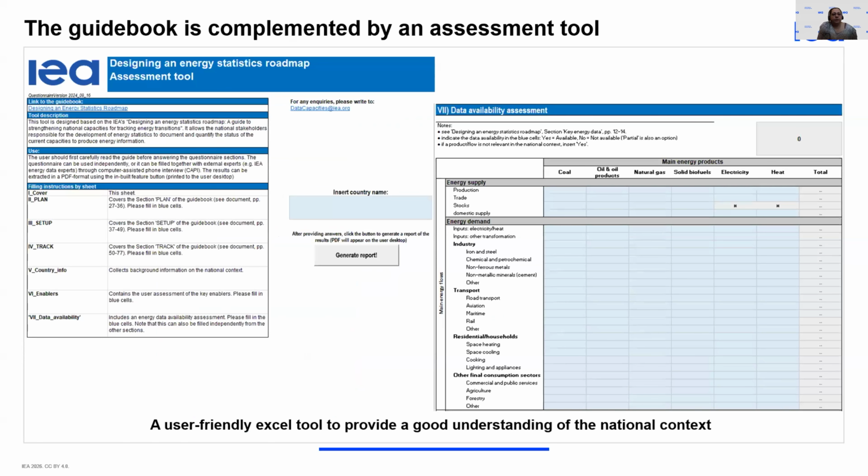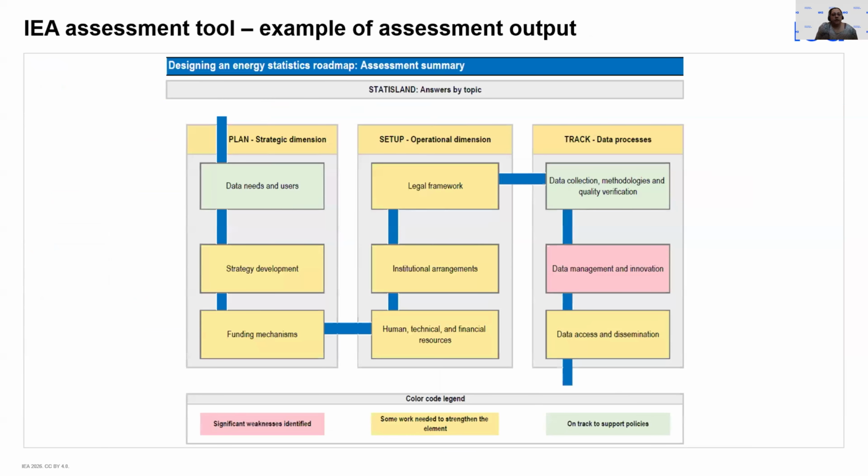Accompanying the roadmap, we have a Microsoft Excel-based self-assessment tool that is available for users to easily apply the roadmap steps to their national context by answering the questions presented in the guide. The roadmap assessment tool mirrors the structure of the roadmap. It will help you quickly identify where your strengths and weaknesses are. And at the end of the tool, you can generate a report that can easily be shared. This is an example of the assessment summary derived from the tool, where you can see the status for each element. You can see in red where there are significant weaknesses and in yellow where you need to continue to put efforts to strengthen the system.